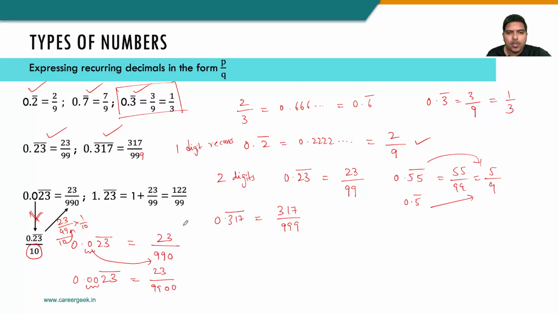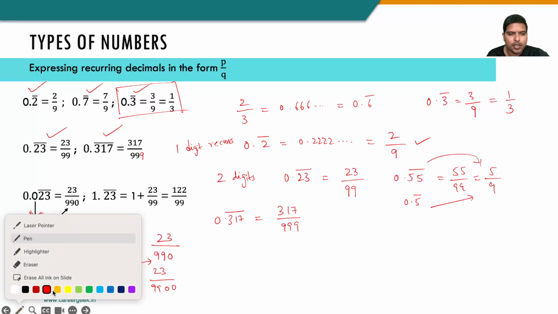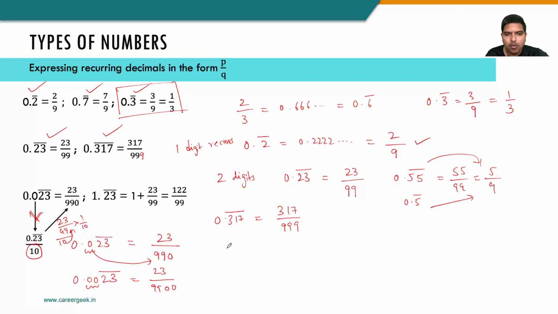And the last one is, let's say, 1.23 bar. So first, what will we do? We will kind of separate this. Okay, so this is 1 plus 23 upon 99.